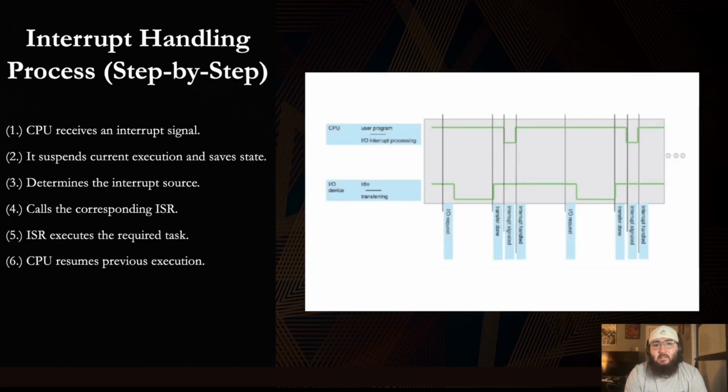Let's see what happens when an interrupt occurs. The CPU receives an interrupt signal, then it suspends the current task and saves its state, then it determines the interrupt source, then the corresponding ISR is called, then the ISR executes the required task, and the CPU resumes its previous execution. All this allows smooth execution without data loss.